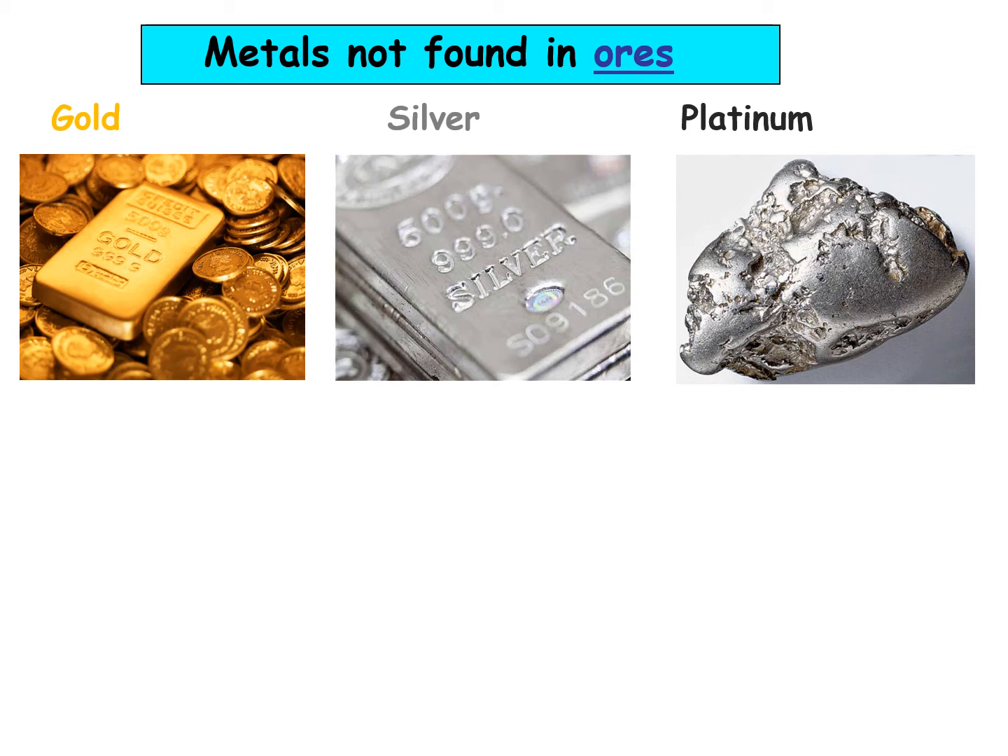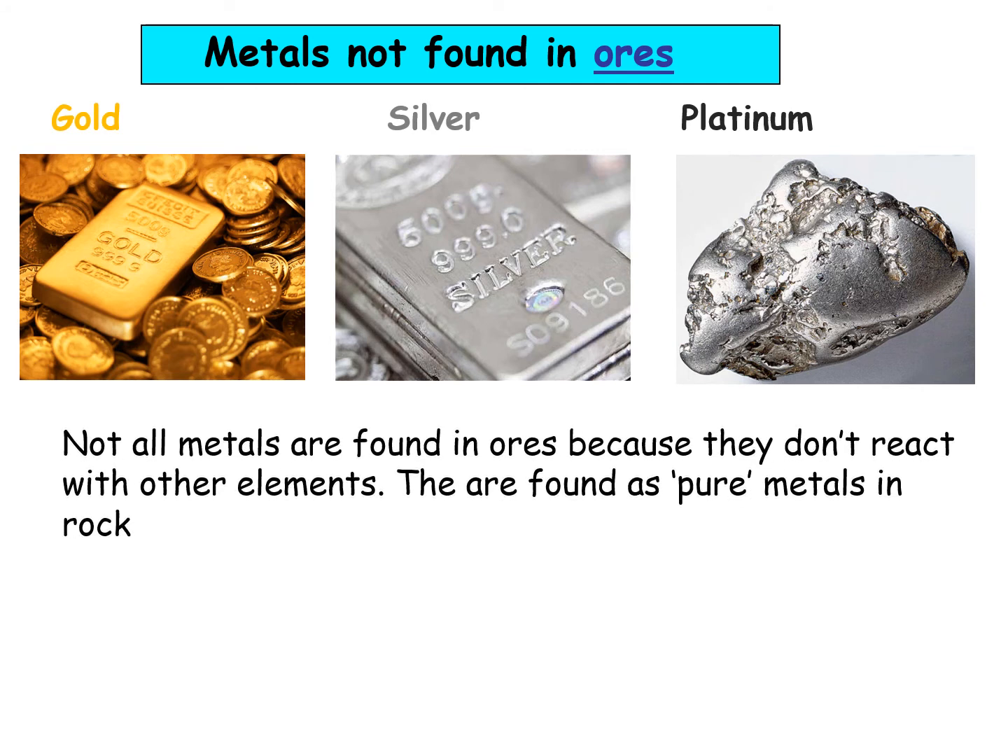Okay, so here are 3 examples of metals that aren't found in ores. Having said most metals are found combined with other compounds, often oxygen, and are ores, gold, silver and platinum are found naturally as just those metals, not combined with anything else. So not all metals are found in ores because they don't react with other elements. The reason these are found as pure metals in the rock is because they are unreactive. They tend not to react with other elements, including oxygen.